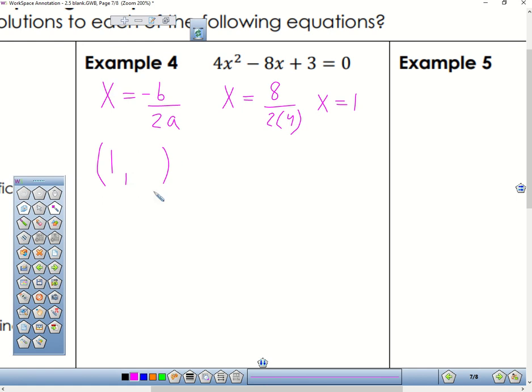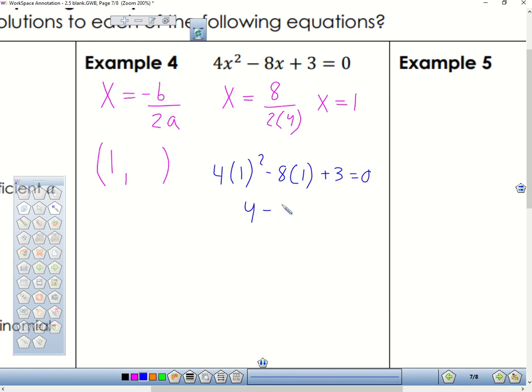How could I find the y coordinate of my vertex using that x coordinate? Plug it back into the equation. That gives me 4 minus 8 plus 3. That gives me negative 4 plus 3, which is negative 1. So this is h and this is k, right?